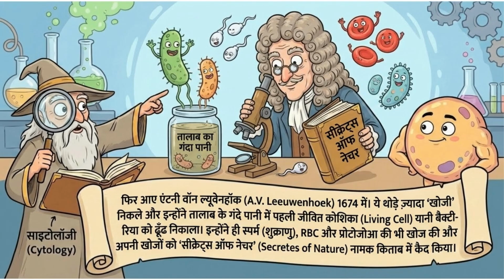Next, in 1674, came A.V. Leeuwenhoek. He discovered the first living cell, bacteria, in dirty pond water. He also discovered sperm, RBC, and protozoa, recording his findings in Secrets of Nature.